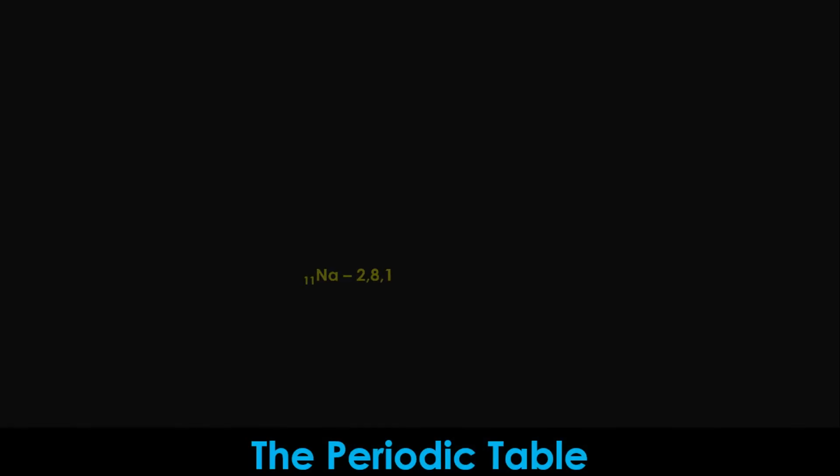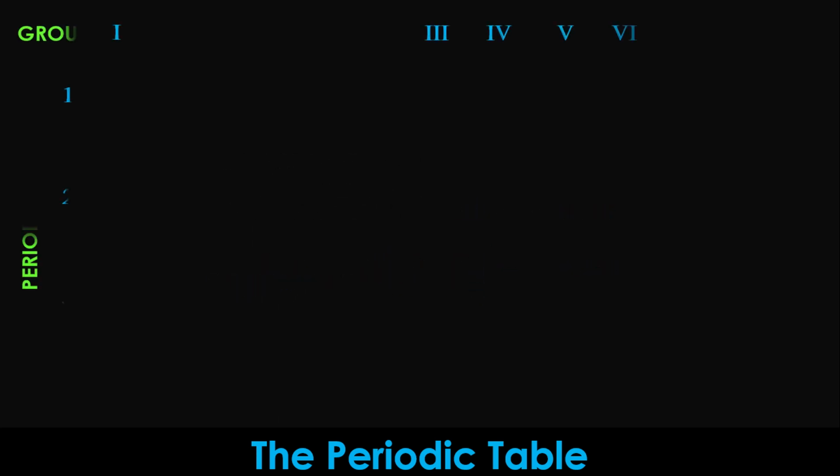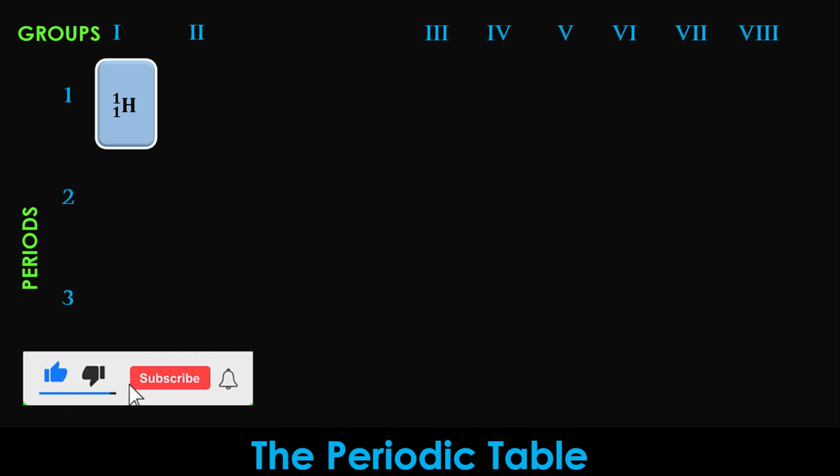From the KLMN notation, the count of numbers in a given configuration represents the number of shells present in the atom of an element, and the last number represents the number of electrons in the valence or outermost shell. While the highest shell number represents the period, the number of valence electrons represents the group to which an element belongs. So, for the first 20 elements, hydrogen atom has one shell and one valence electron. Therefore, hydrogen belongs to group 1, period 1.